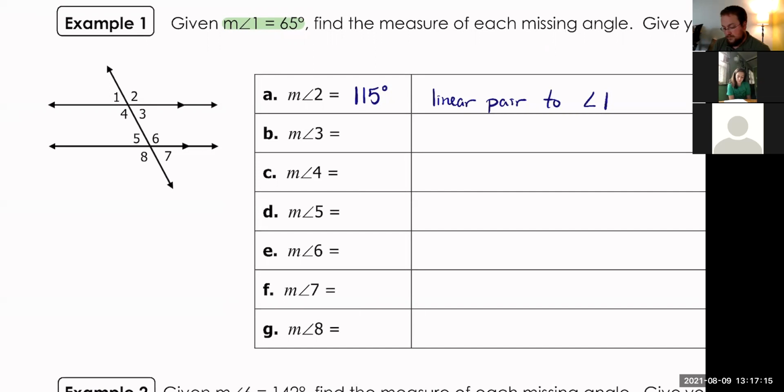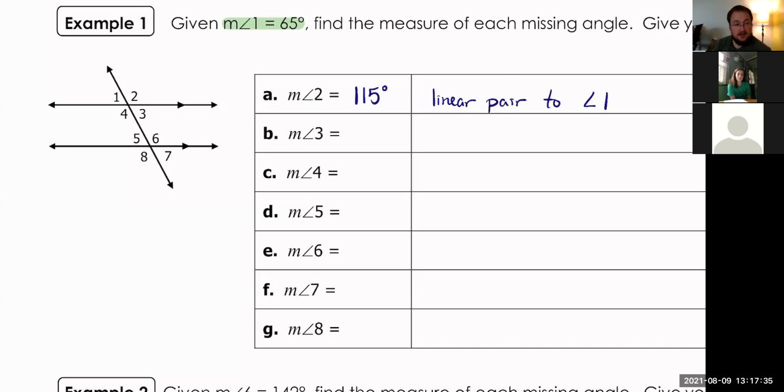Subtract 115 from 180. Okay, so you could subtract 115 from 180. I'm guessing then you're telling me that angles 2 and 3 are also a linear pair, meaning they're supplementary. That's good. I happen to know very quickly, though, what they are.